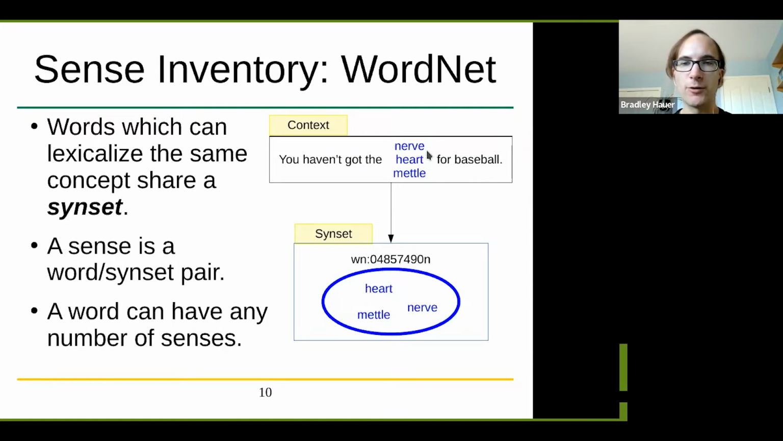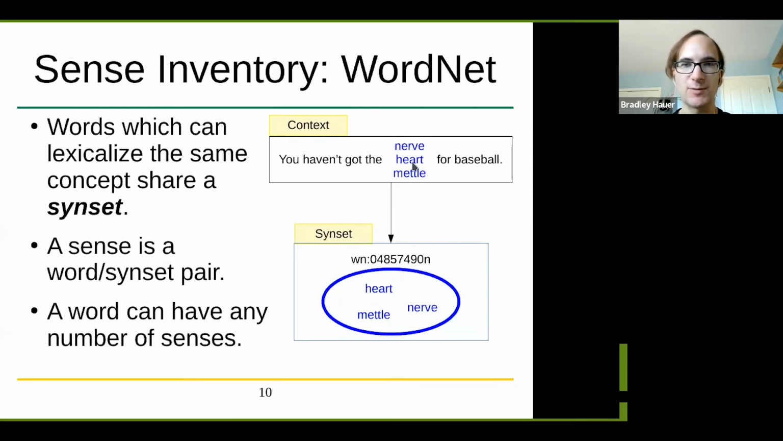So you haven't got the nerve for baseball. Or perhaps metal. You haven't got the metal for baseball. So in this context, all three of these words can lexicalize the same underlying concept. They are synonyms. They can substitute for one another in this context. And so WordNet has a synset which contains these words, and that synset will correspond to the concept that is being lexicalized in this sentence here.